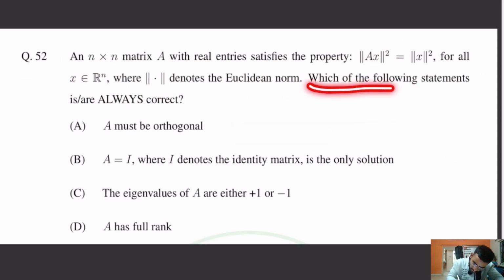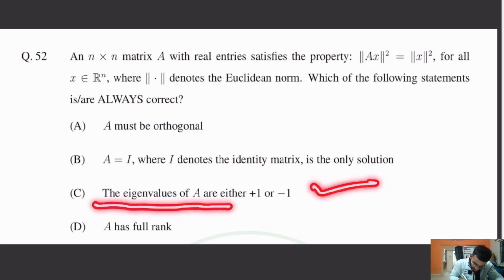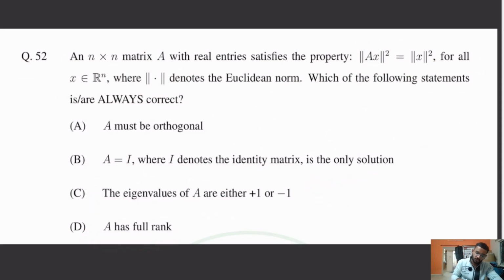We need to find out whether the following statements are always correct. A must be orthogonal. A is equal to I, where I denotes the identity matrix, is the only solution. The eigenvalues of A are either plus or minus 1. And A has full rank. So let's move on to the solution.